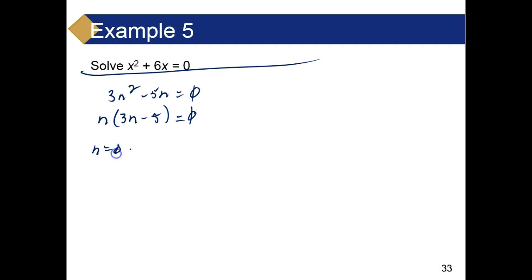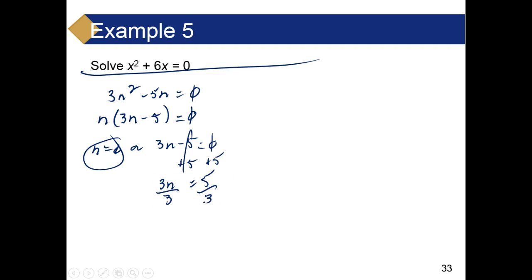Either n is equal to 0 or 3n minus 5 is equal to 0. Where do we go from there? Add 5 to both sides, and that gives us 3n is equal to 5. Divide by 3. Excellent. You can divide by 3. That's legal in all states, okay? And that gives us n is equal to 5/3.